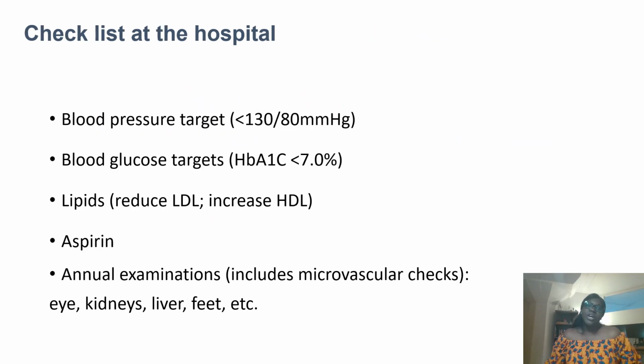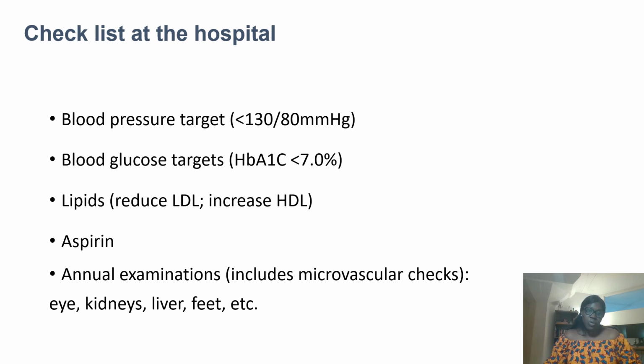A little checklist to help you also to reduce your risk of macrovascular disease. When you go to the hospital, make sure that every time you go, your blood pressure is checked. Targeted blood pressure is less than 130/80. Now, if your blood pressure happens to be more than this, you discuss with your healthcare provider, and you may have to set in measures like the lifestyle changes or put in medications to be able to reduce your blood pressure to target. Blood glucose targets also should be set.